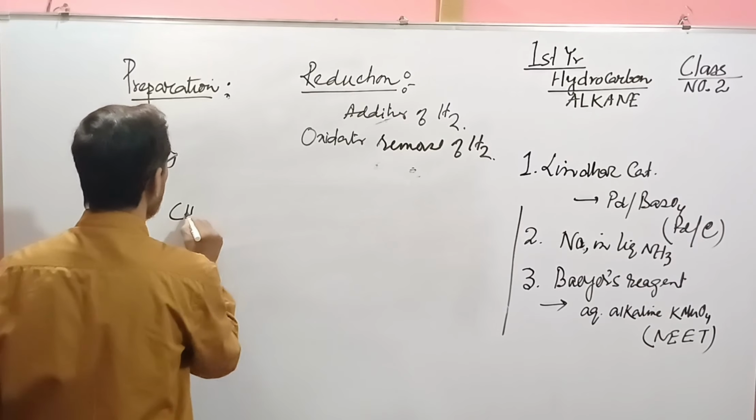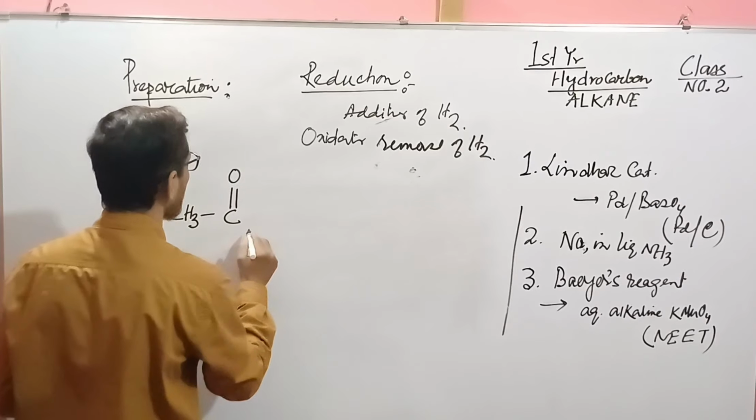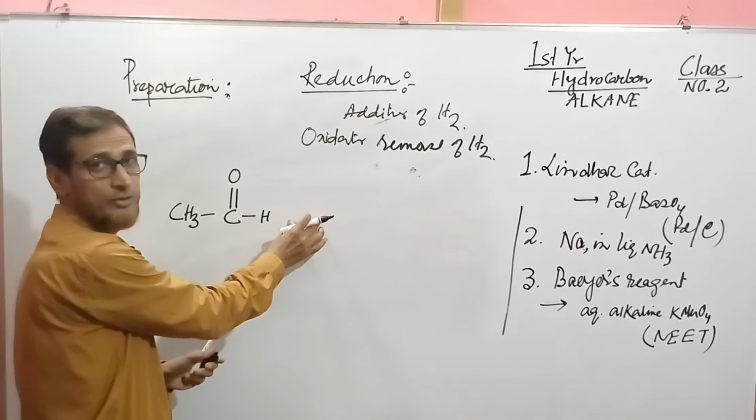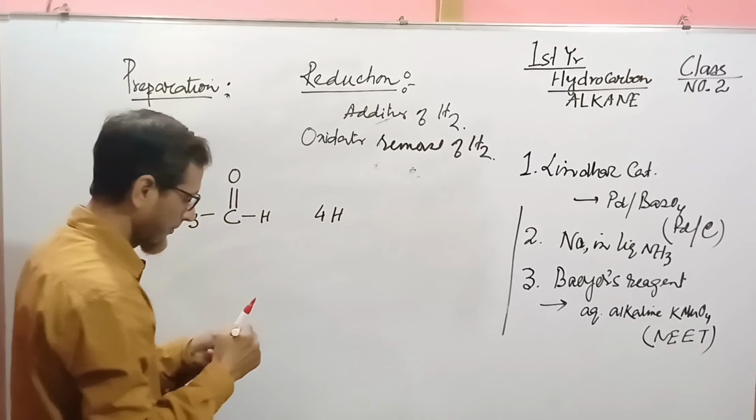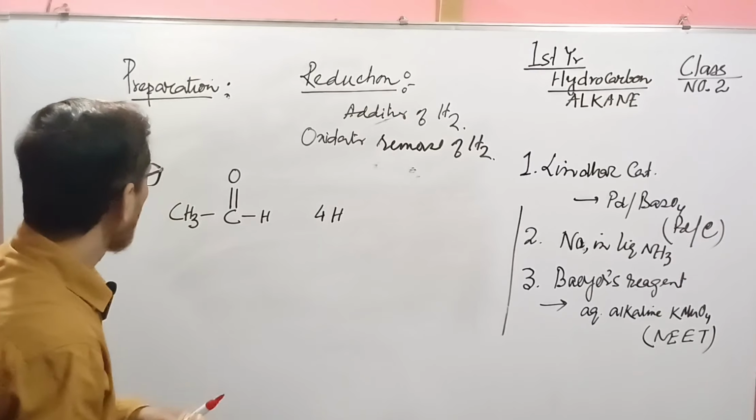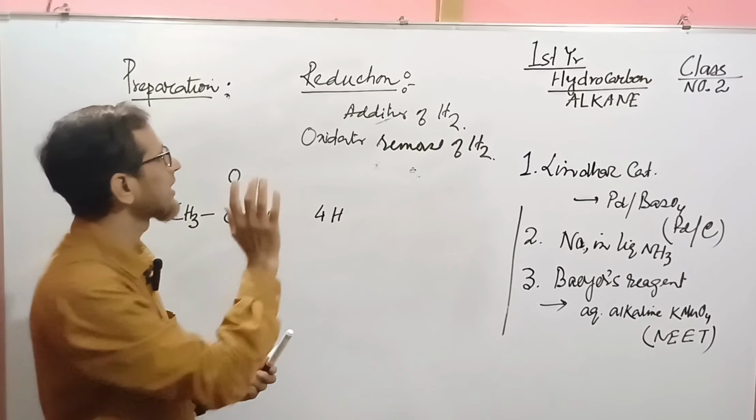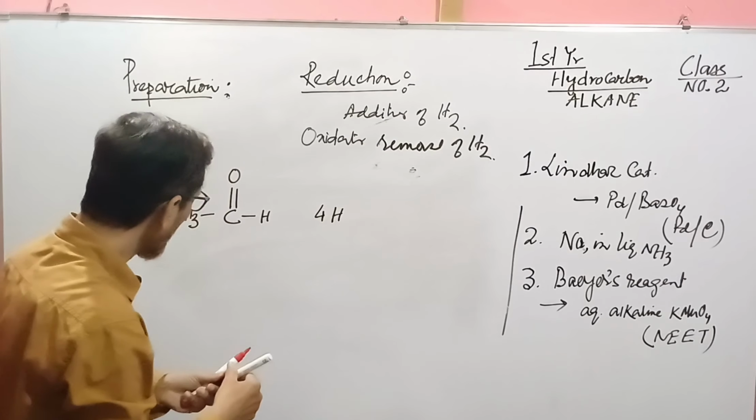Say CH3, C double bond O and H. That was our reaction, and I used 4 hydrogen. Am I right? I used 4 nascent hydrogen. Okay, so reduction. What does reduction mean? Reduction means addition of hydrogen. How many hydrogen? 4 hydrogen. How will I add this?